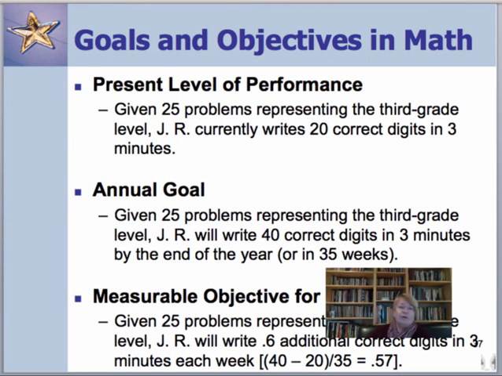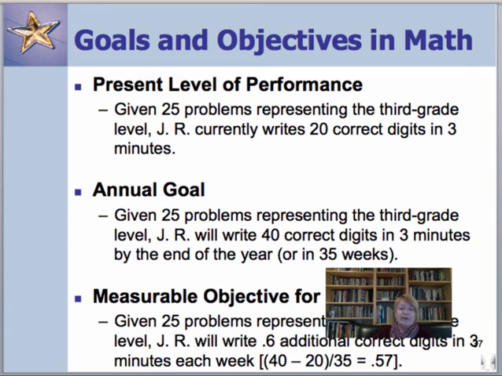Here's an example of goals and objectives in math. Given a present level of performance, 25 problems representing the third grade level, JR currently writes 20 correct digits in 3 minutes. So here's our annual goal. Given 25 problems representing the third grade level, JR will write 40 correct digits in 3 minutes by the end of the year, or in 35 weeks.